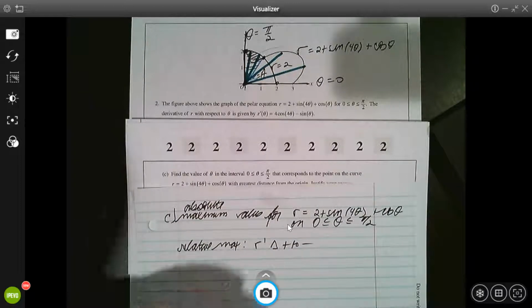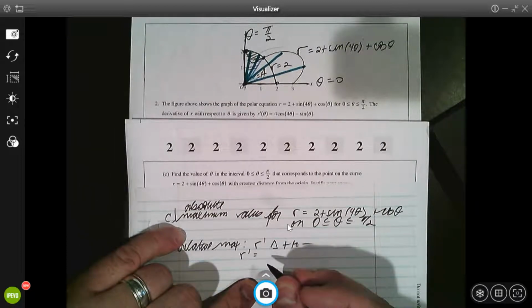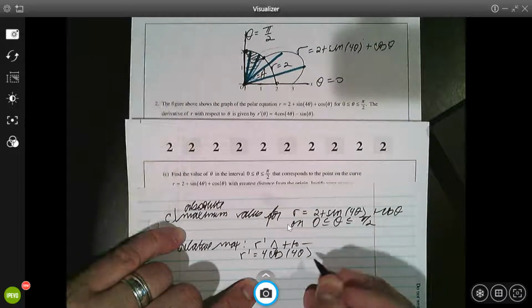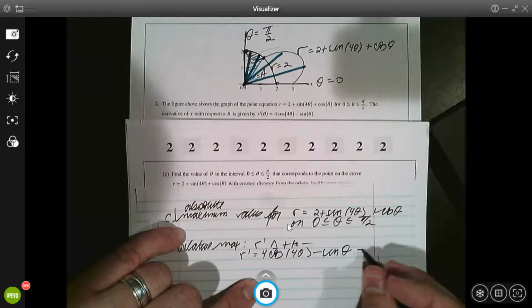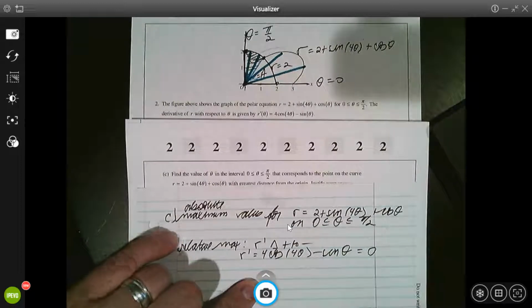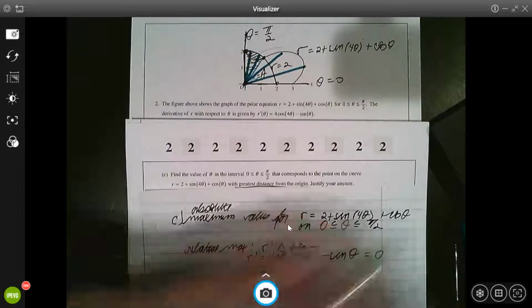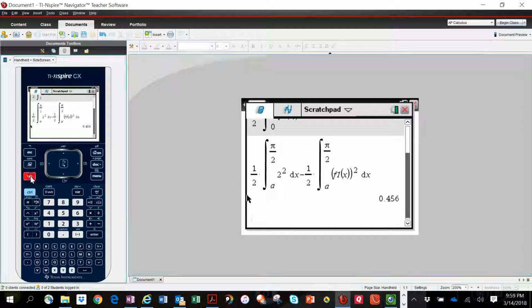So we need to see where r prime, which we know is 4 cosine of 4 theta minus sine of theta, is equal to 0. Let's go ahead and graph that function. So back to the calculator, and we're going to go over to the graph screen.